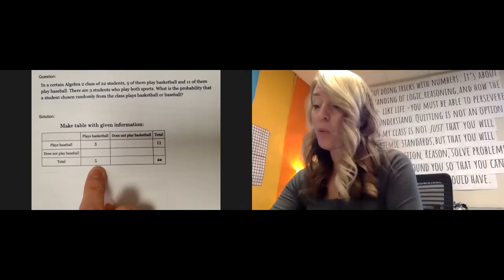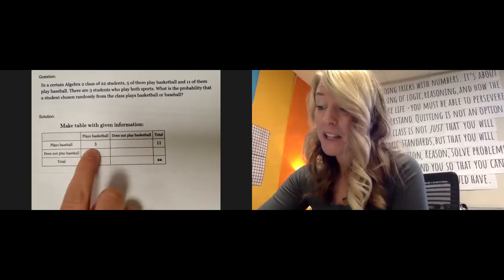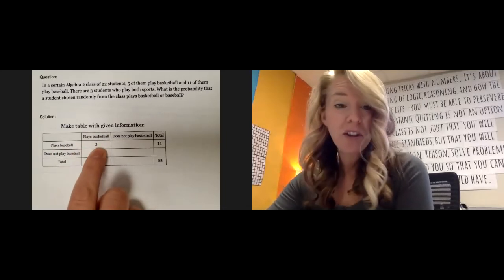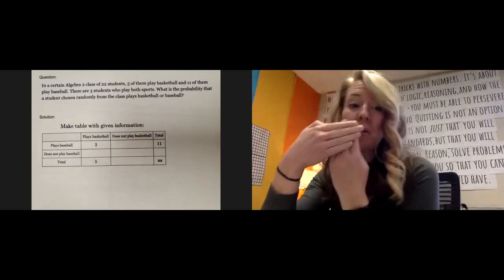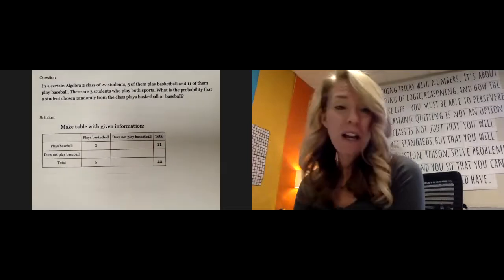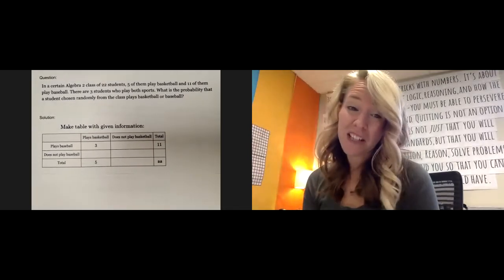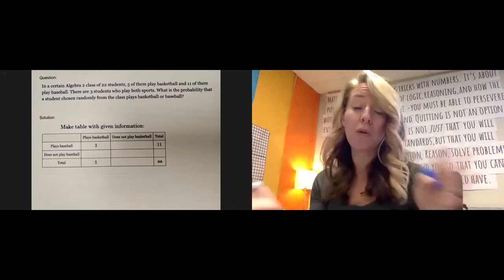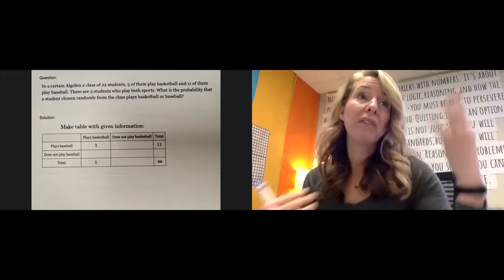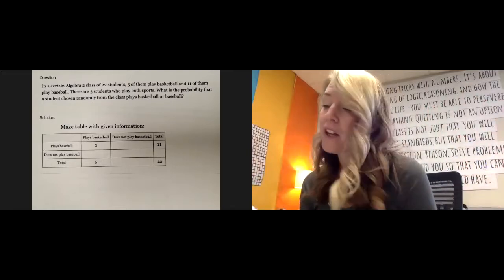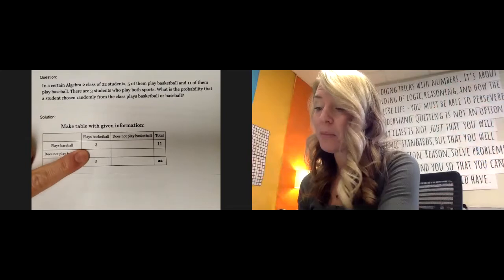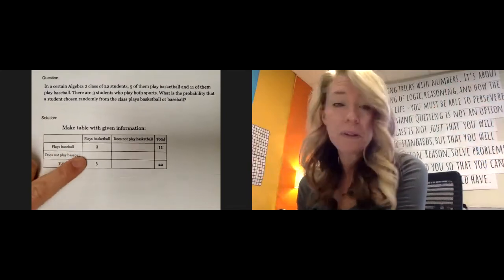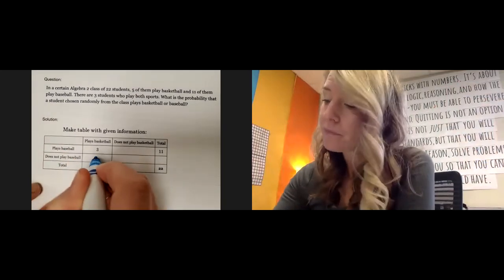And then you know that the ones that do both, they play baseball and basketball, they're going to overlap on our table, right? So it might not look like we have enough information, but we have enough to continue to fill in our chart. So you look for a row or a column where you have everything except for one number. So 3 and this number are going to be a total of 5. Well, 3 plus 2 is 5, so I can fill that in.